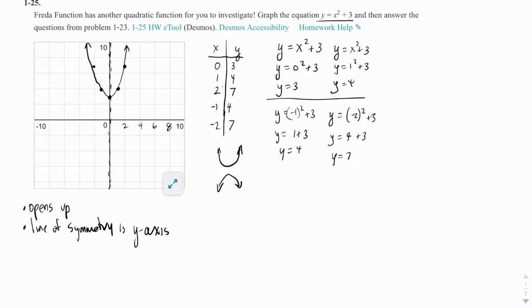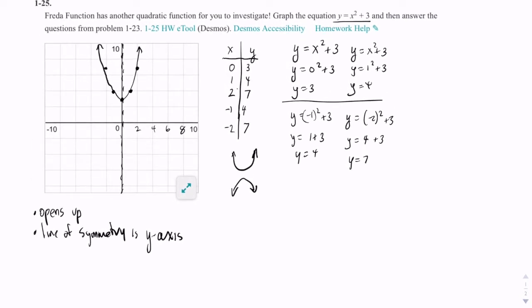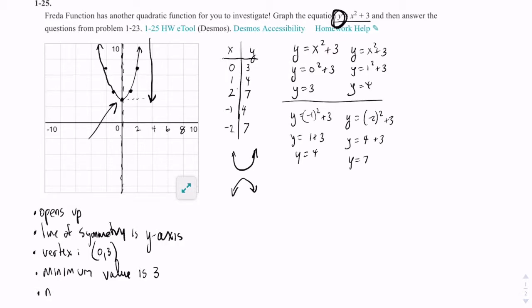Okay, let's see what else it asks. Are there any special points? I would say there are, right? I would say that the special points, the vertex is this point right here, right? The vertex is 0, 3. The minimum value, so when we talk about the value of a function, we're talking about the y value of the function. So the lowest I get in the y direction is right here, right at 3. So the minimum value is 3. There is no maximum value because it continually goes up and up and up and up, right?